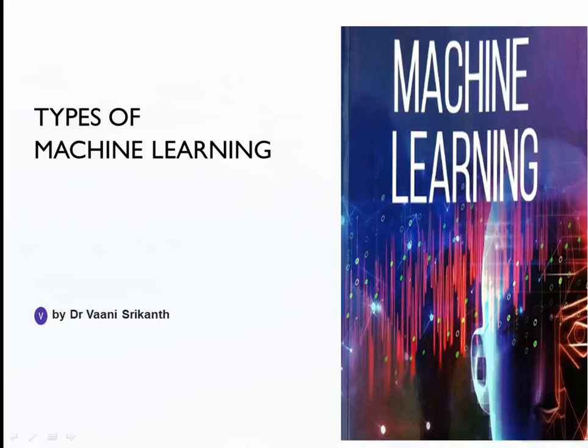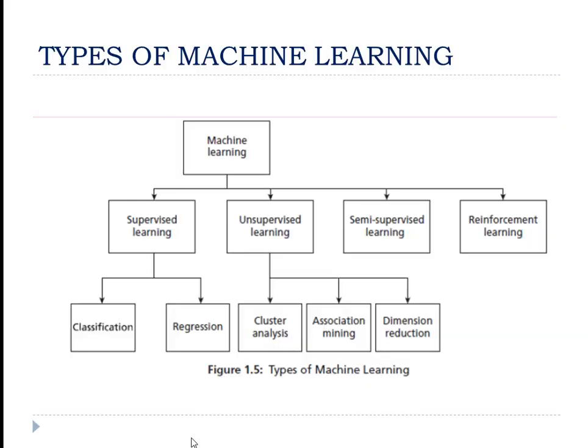Welcome to the session. Today we will look into the types of machine learning. So this is the general flow chart of the different types of machine learning. Under machine learning we have supervised learning, unsupervised learning, semi-supervised learning and reinforcement learning. Supervised learning can be further classified into classification and regression. Unsupervised learning can be further classified into cluster analysis, association mining and even dimensionality reduction.